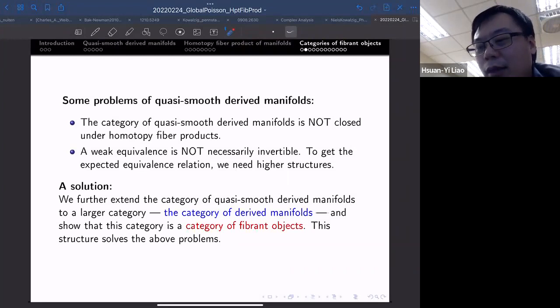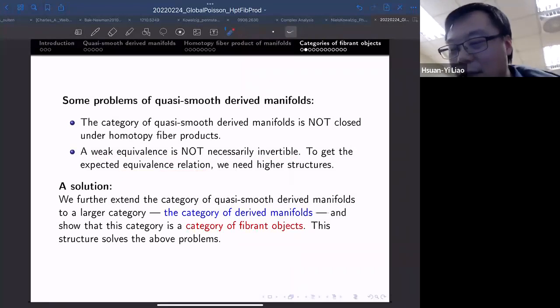And another problem is weak equivalence. So I said I need a kind of equivalence relation, but weak equivalence is actually not necessarily invertible. So there's no inverse. So in order to get an actual equivalence relation, we actually need some higher structures.